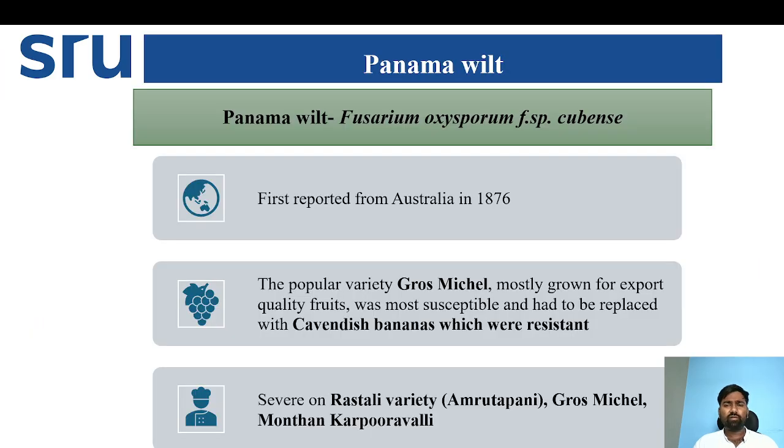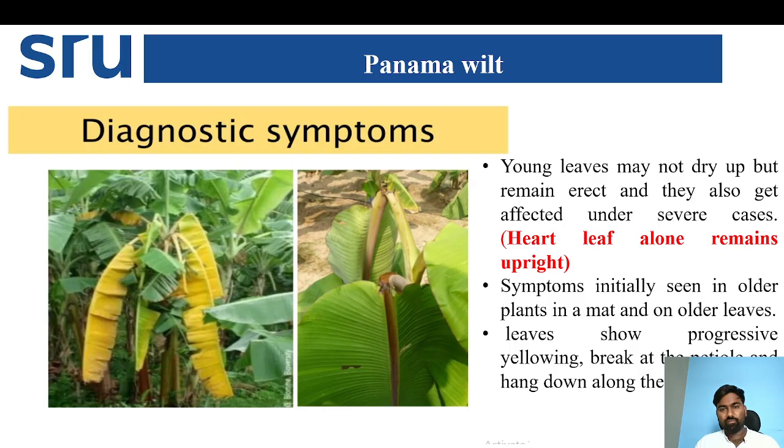Then let us start with the Panama wilt, which is also known as Fusarium wilt, which is caused by Fusarium oxysporum f. sp. cubense. First reported from Australia in 1876. The popular variety Gros Michel, mostly grown for export quality fruits, was the most susceptible and was replaced with the Cavendish banana, which is resistant to Panama wilt. Susceptible varieties are Rasthali, Amritpani, Gros Michel, Monthan, Karpuravalli.